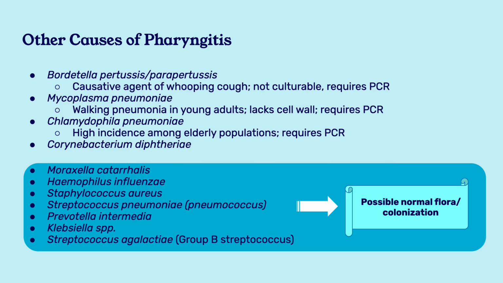Chlamydophila pneumoniae has a high incidence among elderly populations, and like Mycoplasma, it does not have a cell wall, and this organism also requires PCR. Corynebacterium diphtheriae will be covered in a later module, but this organism is generally not isolated in the clinical laboratory due to vaccination measures in the United States. In the bottom box, you'll see I've listed a number of organisms. These organisms have been implicated in bacterial-mediated pharyngitis, but they may also be considered normal flora or colonization depending on clinical context.